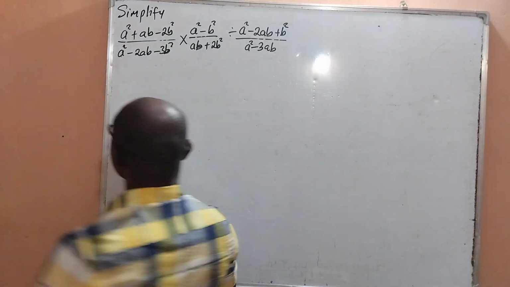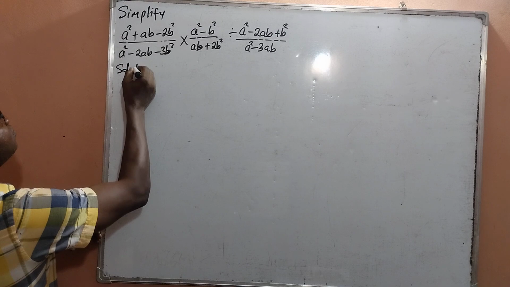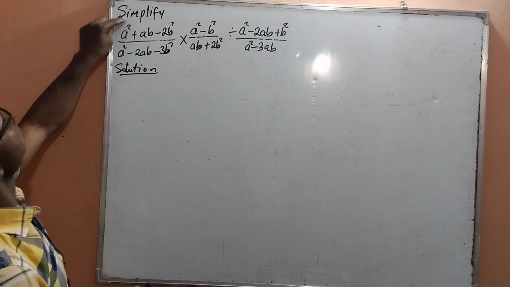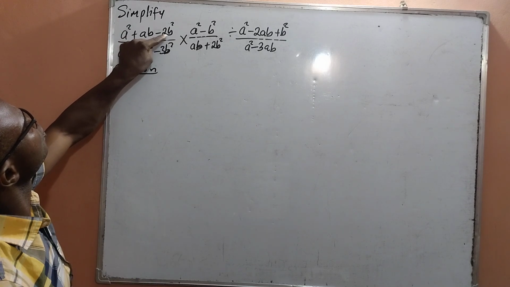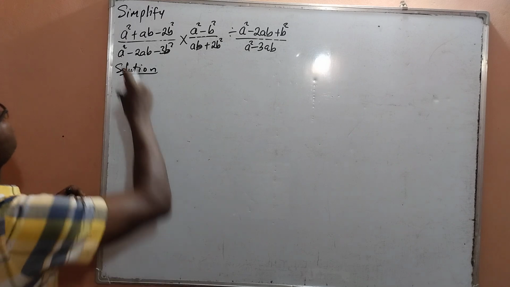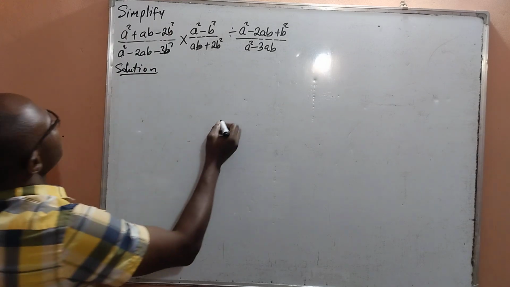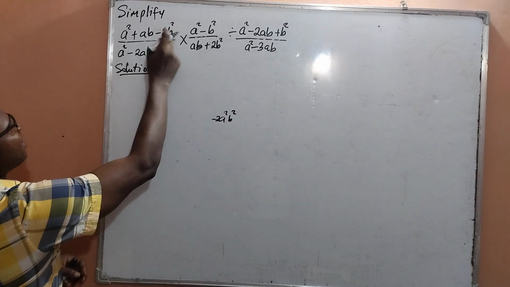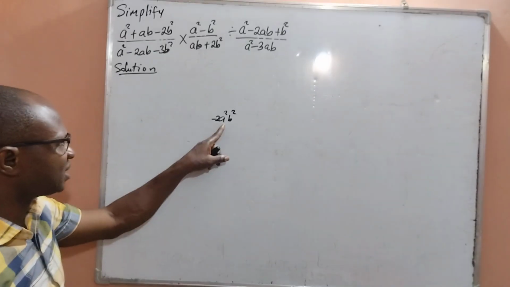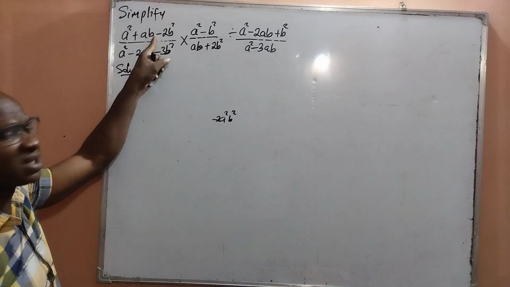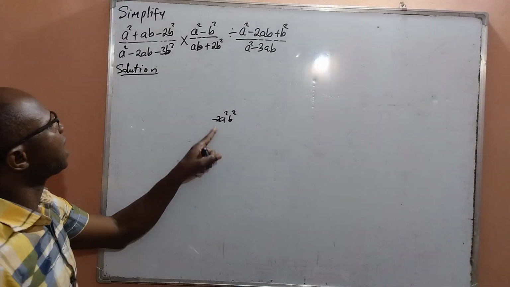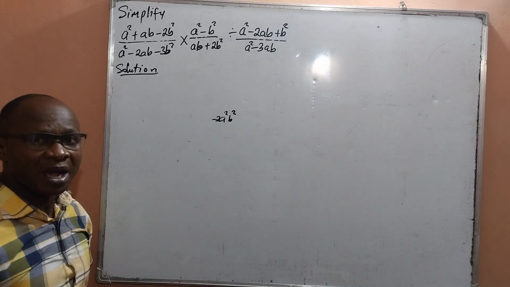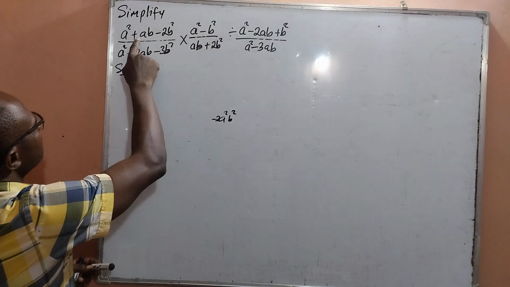We dive in. Solution to the question. Starting from the first expression, a squared plus ab minus 2b squared. I will use the first term to multiply the last term, and that is going to give me minus 2a squared b squared. I want to factorize the numerator of the first term. I will look for two numbers that I will multiply and get minus 2a squared b squared, and when I add those same two numbers, it should give me plus ab.